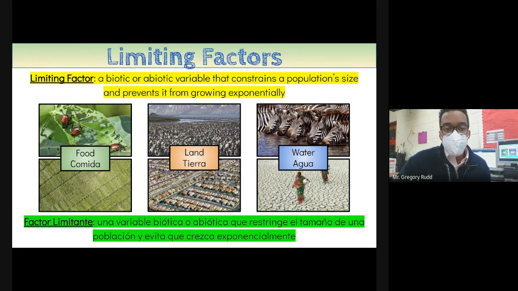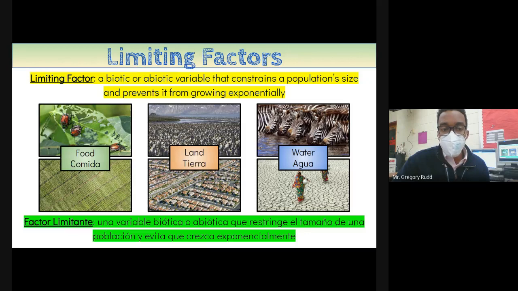Land is a limiting factor. Of course, land is abiotic, but we can run out of land. That can be a problem. And again, when people are living in such close quarters, living in close proximity to one another, the spread of disease is more likely. Poverty is more likely. Lack of job opportunities is more likely.